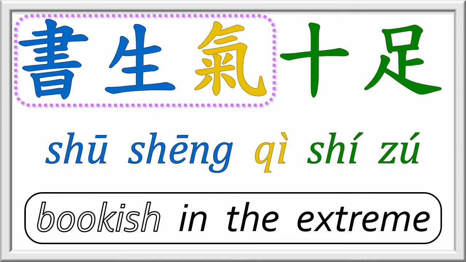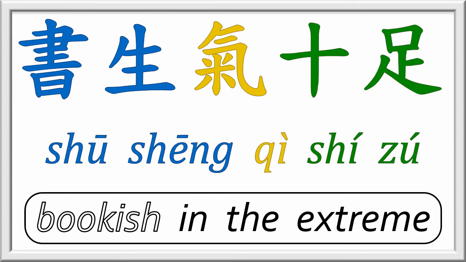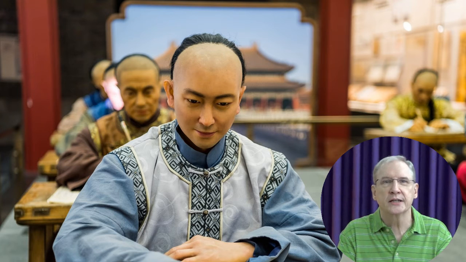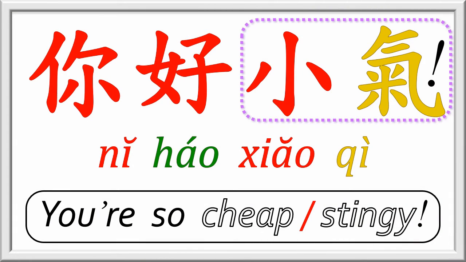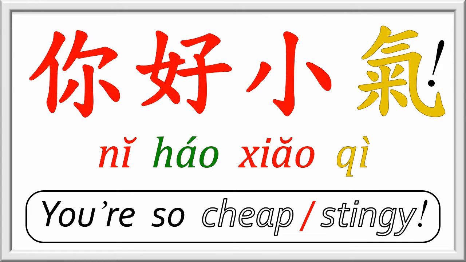If you want to say a person looks to be the scholarly type, you could describe them this way. 书生气十足, bookish in the extreme. 书生 is one expression for a scholar, so 书生气 means a scholarly air. To say a person is tight with their money or stingy, Chinese uses the expression 小气. 你好小气. You're so cheap, you're so stingy.